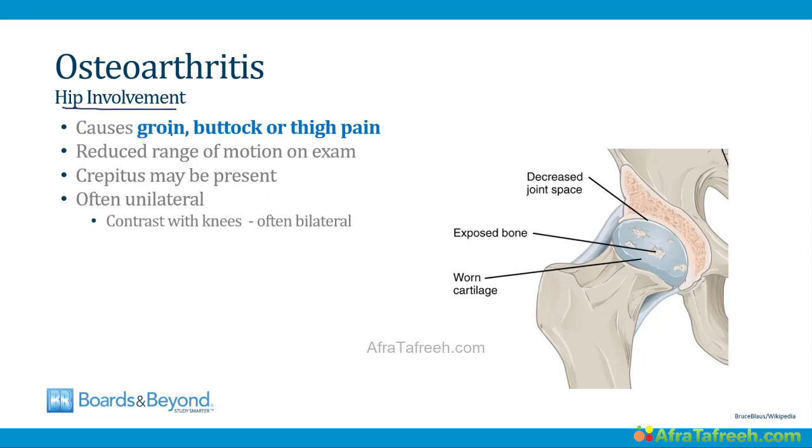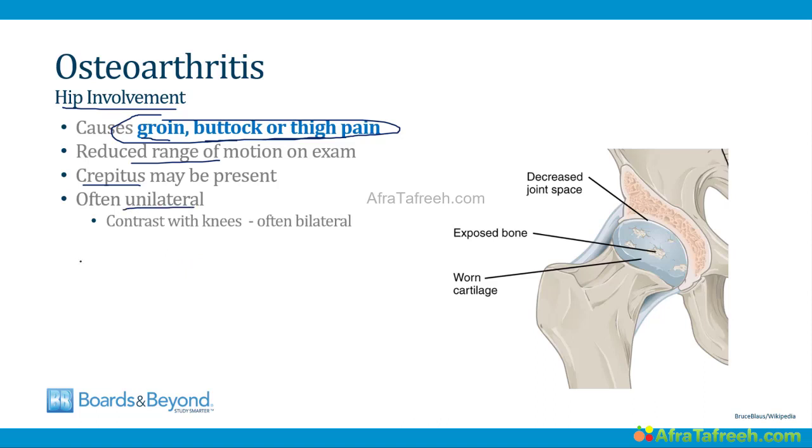Osteoarthritis of the hip often causes groin, buttock, or thigh pain. You should be aware that patients won't always complain of pain at the hip. They may complain of pain in these areas here. In addition, on exam, there's a reduced range of motion of the hip joint, and sometimes you can feel crepitus, which is a cracking or popping sensation over the joint as it's moved. And in contrast to the knees, osteoarthritis of the hip is often unilateral and affects only one side.